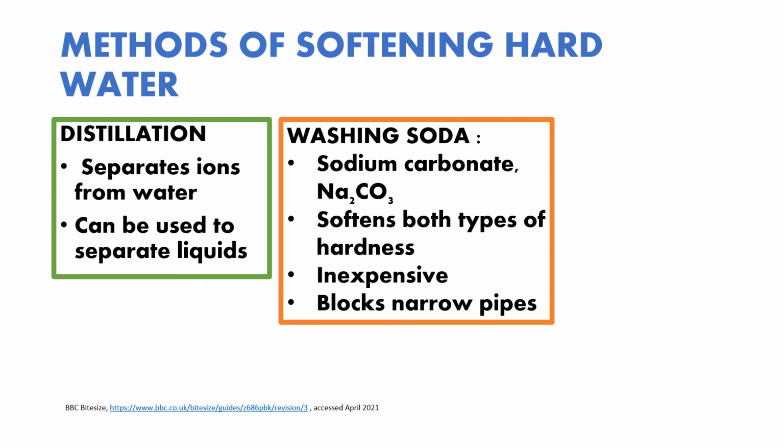Washing soda is another name for sodium carbonate, Na2CO3. It can be used to soften both permanent and temporary hard water. An advantage of using washing soda is that it's inexpensive. A disadvantage, however, is that narrow water pipes can become blocked due to the formation of limescale.